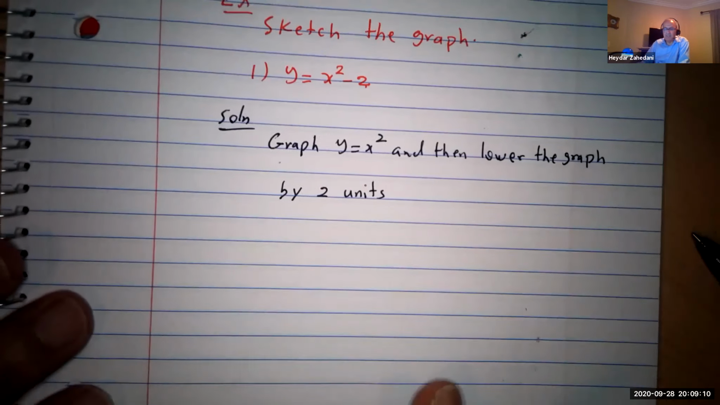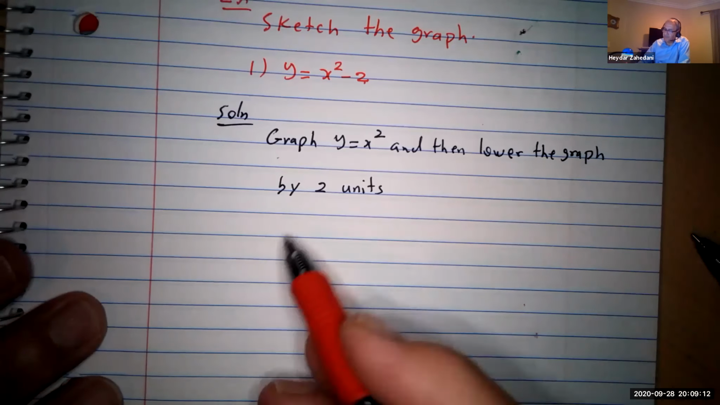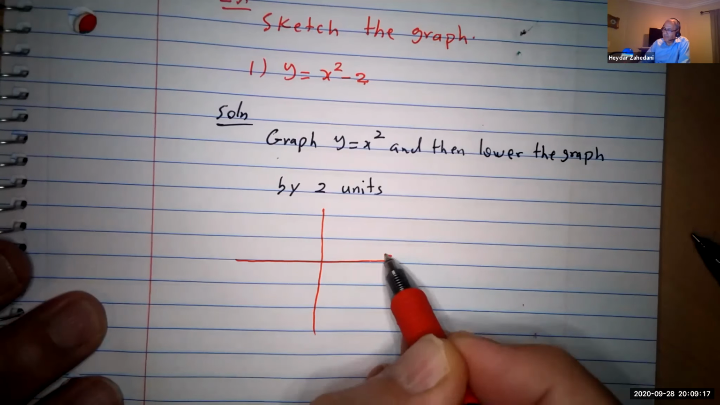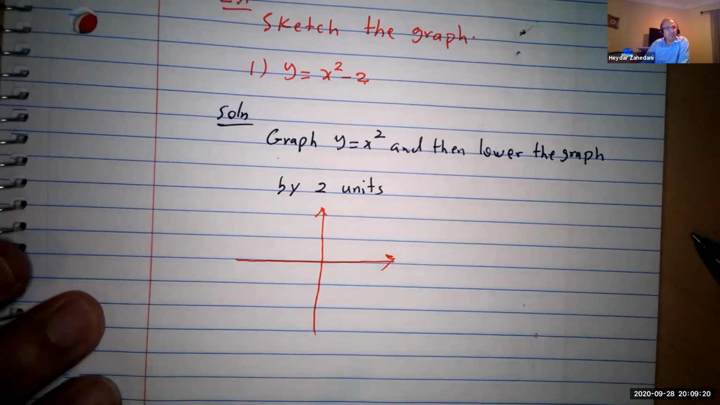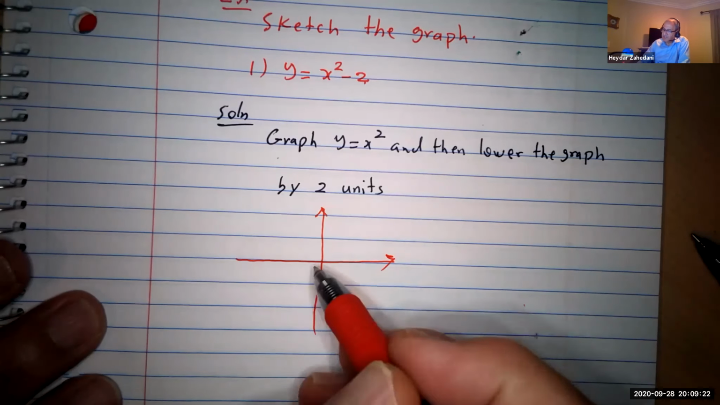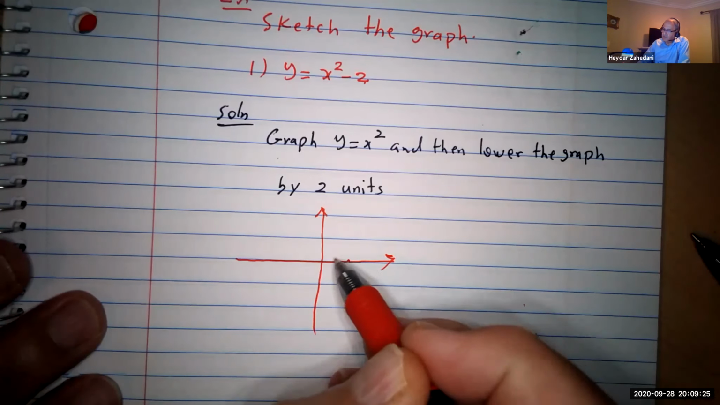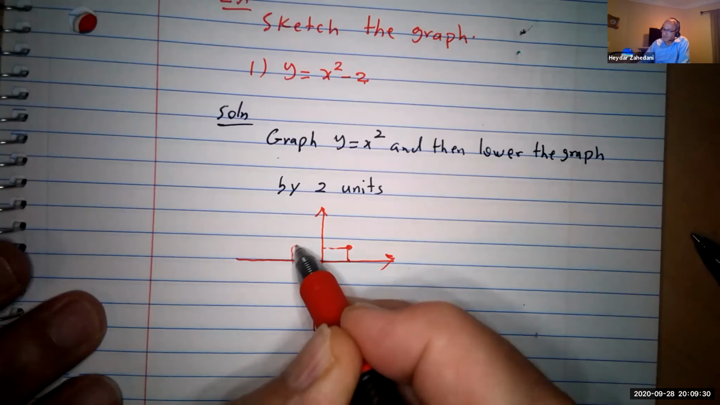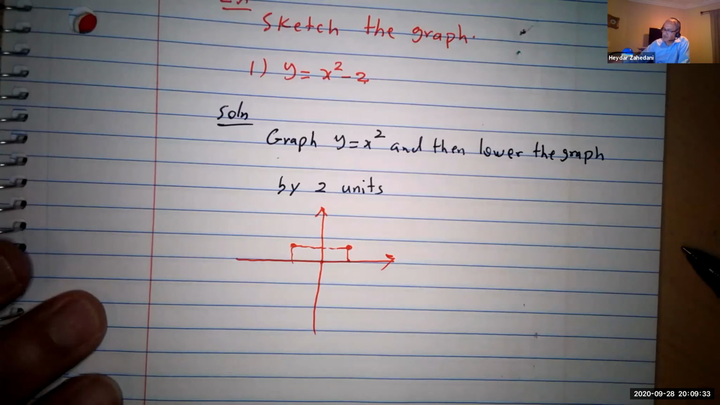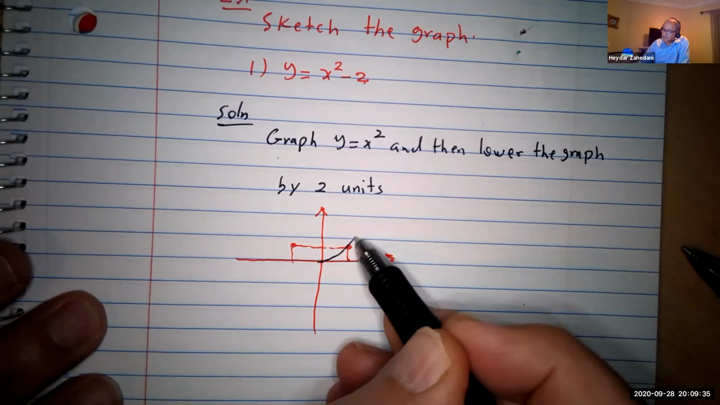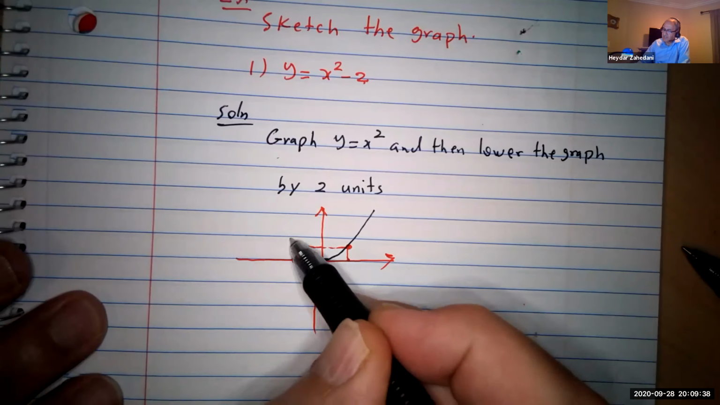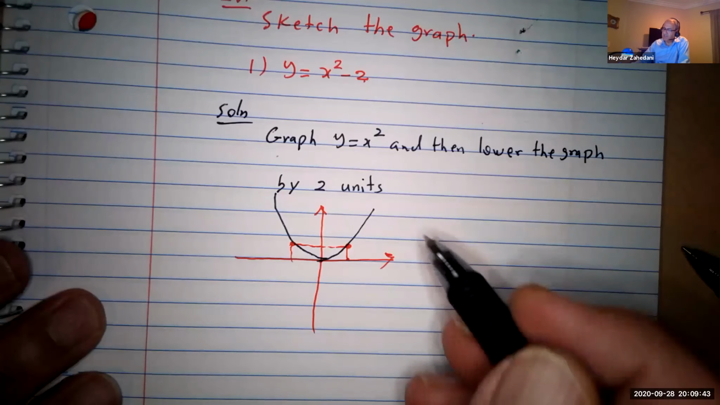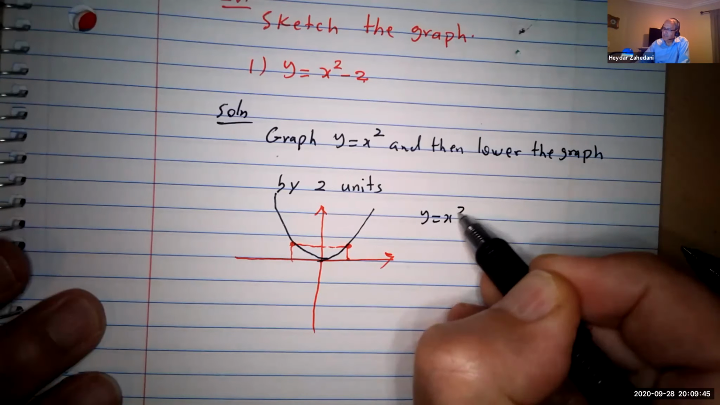So what does it mean? This is your graph. Graph y equal to x squared, we already talked about it. Remember, this is going to be 1, 1, 0, and that was the case. So that's the graph of y equal to x squared. This black one, or the yellow one, is y equal to x squared.